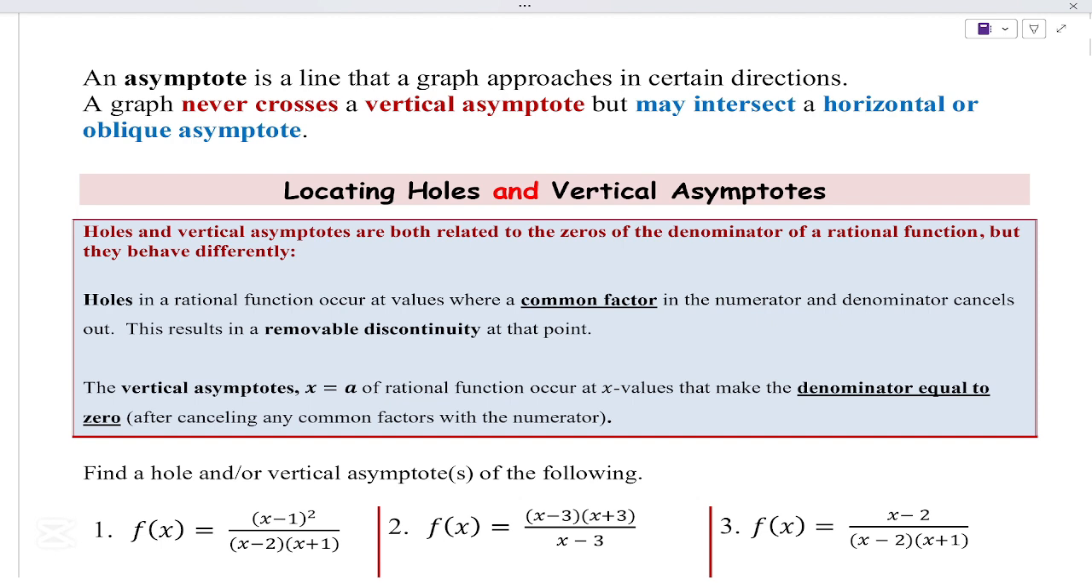In this video, we will explore an important property of rational functions that is not present in the graph of a polynomial function, and this is about asymptotes. An asymptote is a line that a graph approaches in certain directions. A graph never crosses a vertical asymptote but may intersect a horizontal or oblique asymptote.